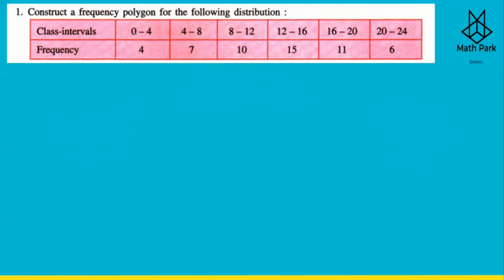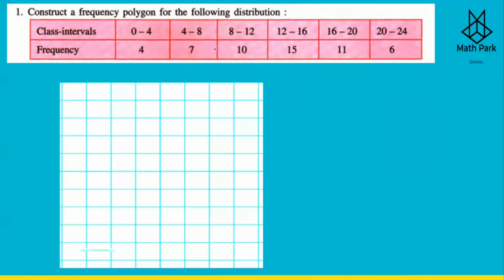So here the classes are already continuous. You have 0 to 4, 4 to 8. So these classes are called exclusive class intervals, and the other ones are called inclusive. So these are already exclusive. So we start with constructing a polygon.